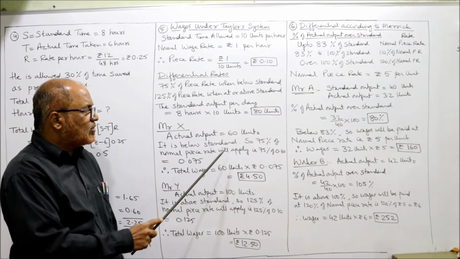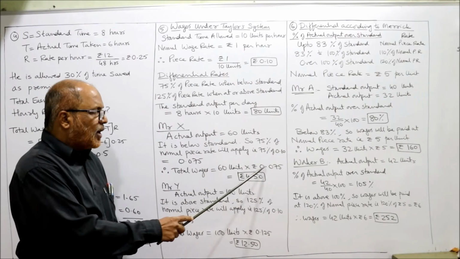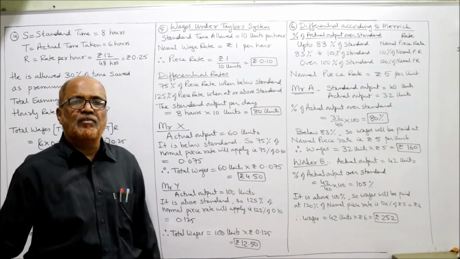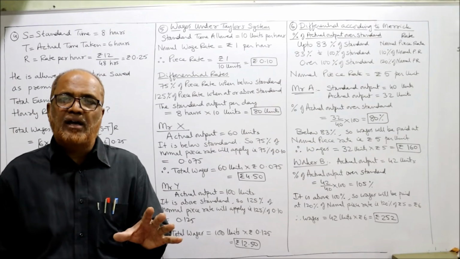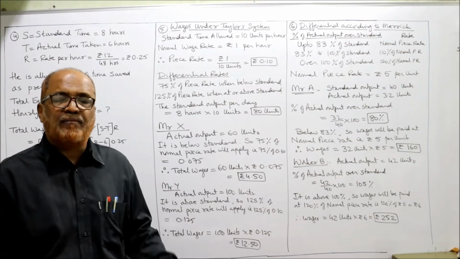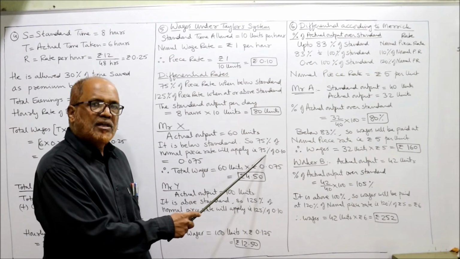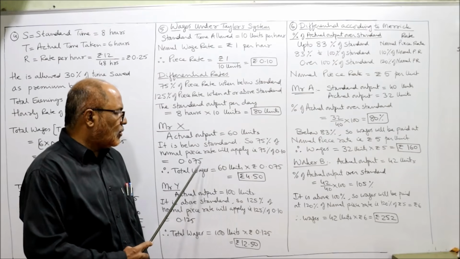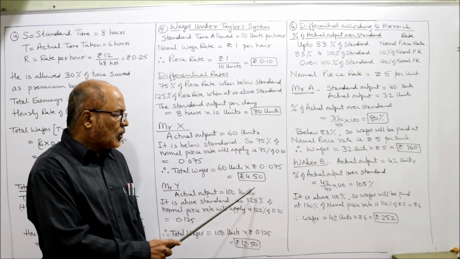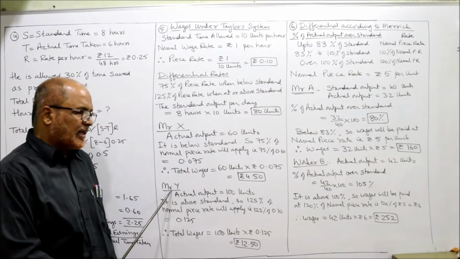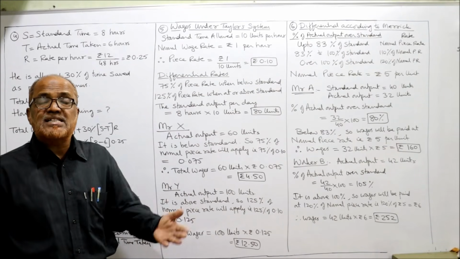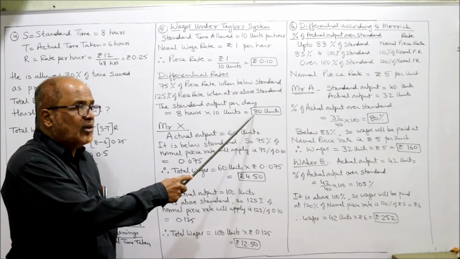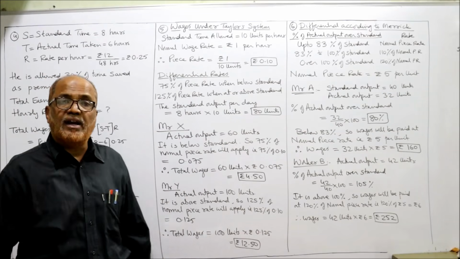So total wages will be 60 units into 0.075, 4 rupees 50 paisa. So total wages of worker X is 4 rupees 50 paisa, at 75% of 0.10, which is 0.075. So total wages 4.5. Now Mr. Y, actual output is 100 units. 100 units means more than standard. Actually standard is 80 units, but he has produced 100 units.